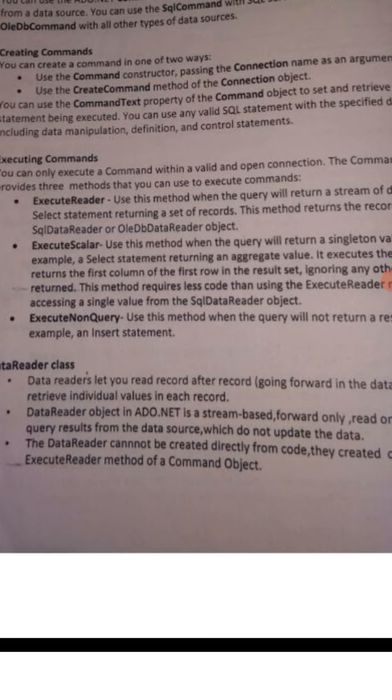Then execute scalar. Use this method when the query will return a singleton value, for example, a select statement returning an aggregate value. It executes the query and returns the first column of the first row in the result set. Ignore any other data that is returned. This method requires less code than using the execute reader method and accessing a single value from the SQL data reader object.